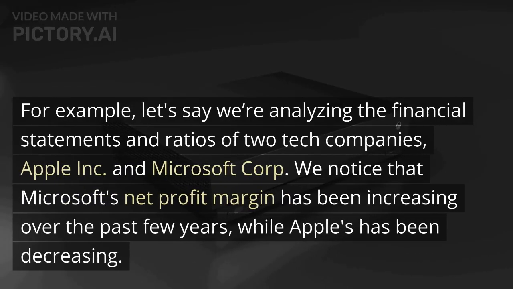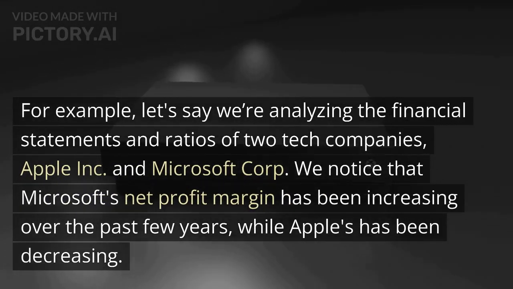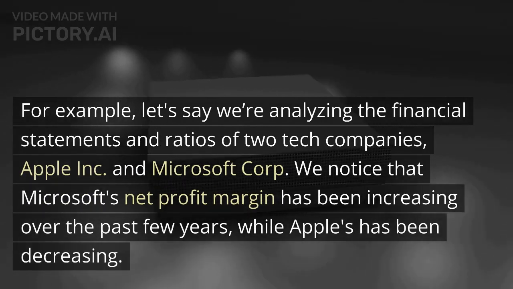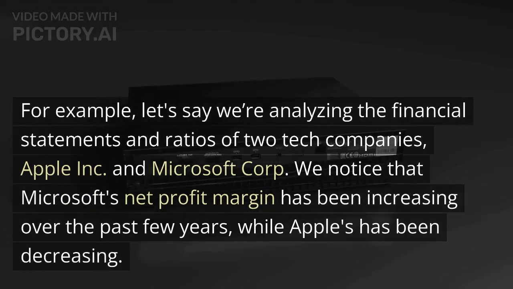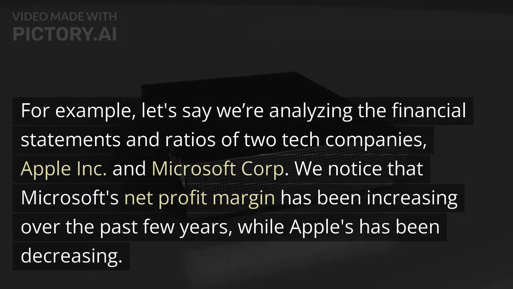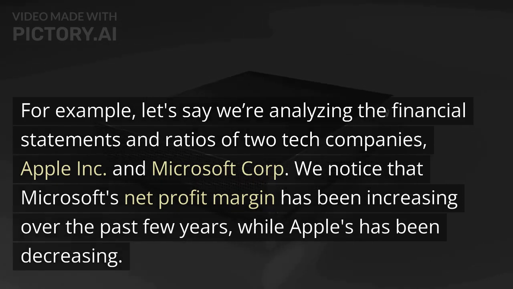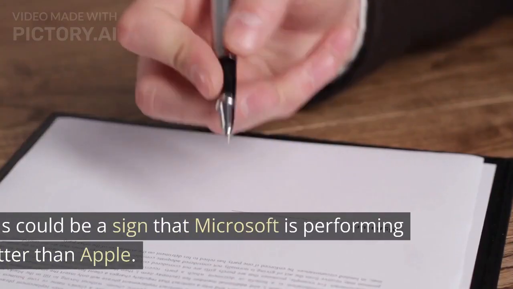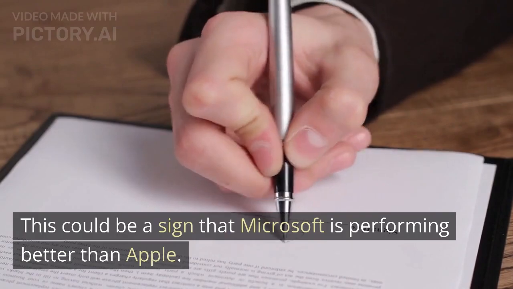For example, let's say we're analyzing the financial statements and ratios of two tech companies, Apple Incorporated and Microsoft Corporation. We notice that Microsoft's net profit margin has been increasing over the past few years, while Apple's has been decreasing. This could be a sign that Microsoft is performing better than Apple.